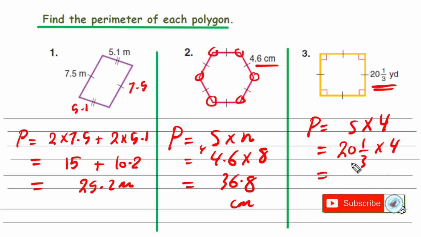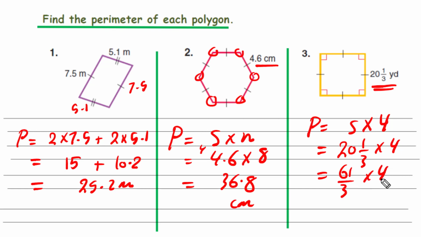We can write the mixed number as a fraction. 20 times 3 equals 60. 60 plus 1 equals 61 over 3, times 4. No common factors, just multiply 61 by 4. 4 times 1 equals 4. 4 times 6 equals 24. Now we get 244 over 3.